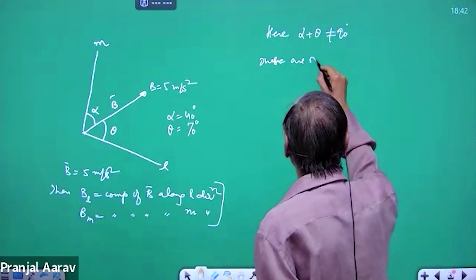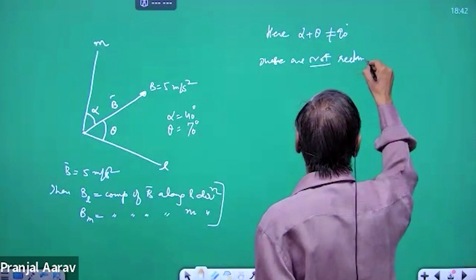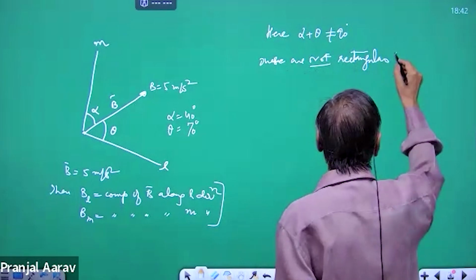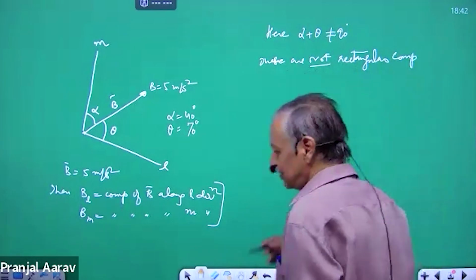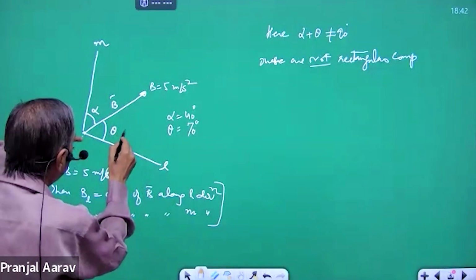These are not rectangular components. There are no signs. Every time I have to write this: these are not rectangular components. Rectangular comes only when this is making a rectangle. Theta is 70.